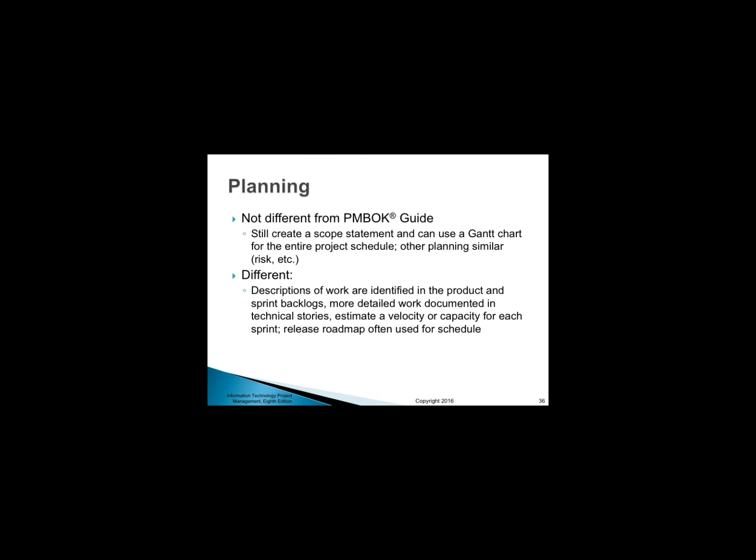Planning. Not different from PMBOK. Still create a scope statement and can use a Gantt chart for the entire project schedule. Other planning similar, risk, etc. Different. Descriptions of work are identified in the product and sprint backlogs. More detailed work documented in technical stories. Estimate of velocity or capacity for each sprint. Release roadmap often used for schedule.